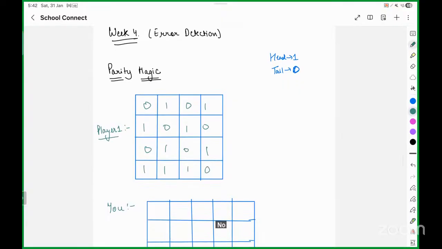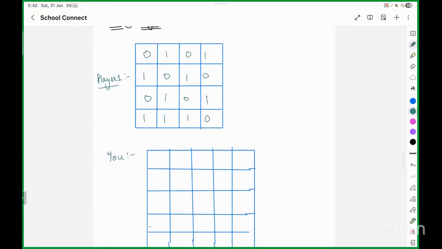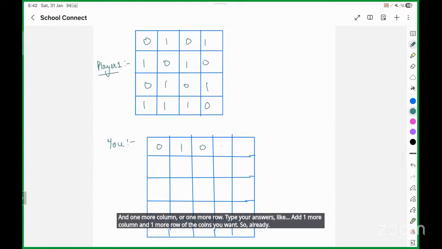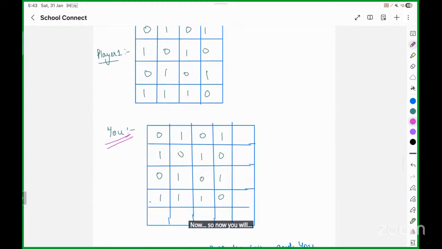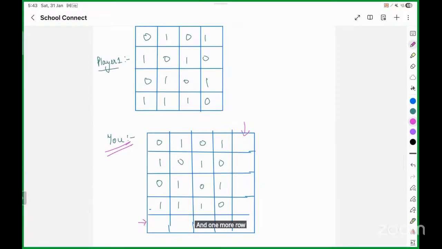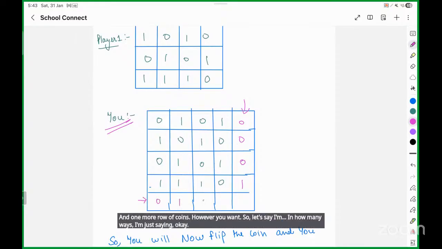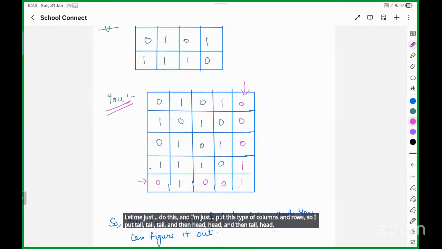Now, what will you do? You have the option to add one more column and one more row of the coins you want. Player 1 has already put their coins in this pattern. Now you add one more column and one more row of coins however you want. So let's say I put tail, tail, tail, and then head, head, and then tail, head, tail, head in this fashion.